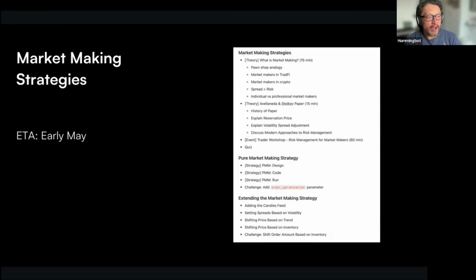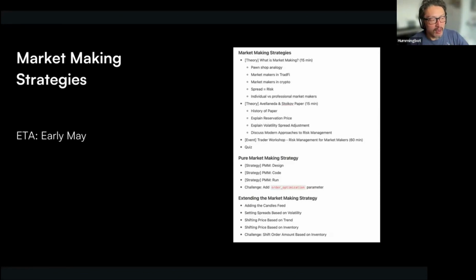And then after the theory part of this course, we'll get into more details on how you actually code and design different market making strategies. The first one will be a very simple, pure market making strategy that just explains how the current PMM strategy works. And then we'll look at how to extend that strategy to add the Avellaneda-like adjustments to it. So shifting spreads based on volatility, shifting the price based on trend and inventory.